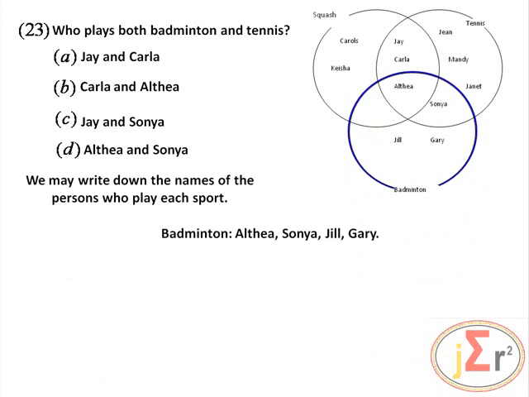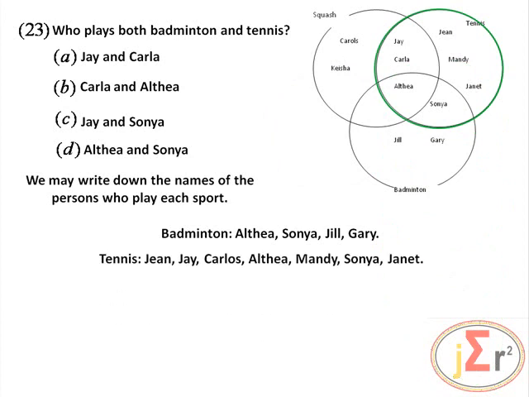So we have in badminton, we have Althea, Sonia, Jill, and Gary. In the other sport, tennis, of course, we have Jean, Jay, Carlos, Althea, Mandy, Sonia, and Janet. So we need to know those who play the two sports.